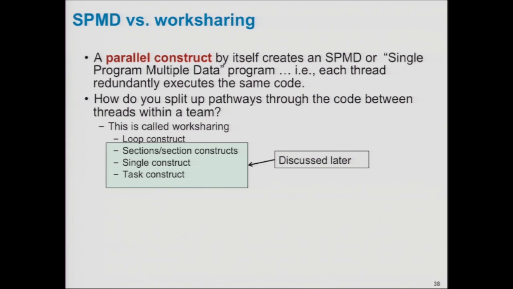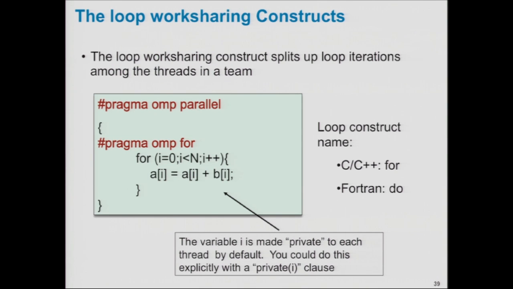Parallel says, I want to do this work redundantly. But sometimes you want to actually take the work and distribute it, which is what we really see in those loops. What we have are things that we call work-sharing constructs. The one that you'll see probably the most often is the loop construct. And there's some others that we'll discuss later today. All right, so the loop work-sharing construct, as I've indicated, splits up loop iterations among the threads in a team. So you create your parallel region, and then you have your loop construct.